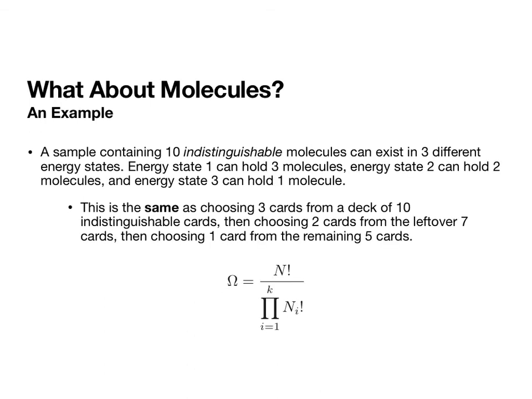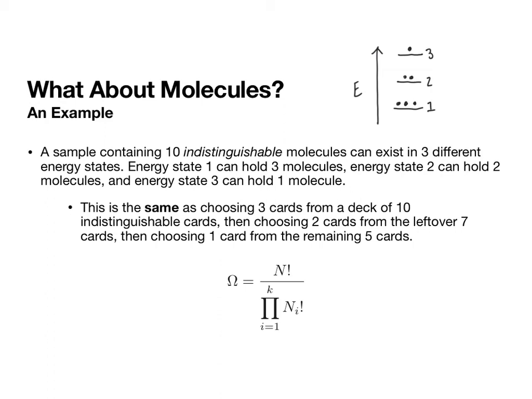Okay, so a more complicated situation is if I have 10 molecules that can exist in 3 different energy states. Energy state 1 can hold 3 molecules. Energy state 2 can hold 2 molecules. Energy state 3 can hold 1 molecule. So I have my energy states. We said 1 can hold 3 molecules, 2 can hold 2 molecules, and 3 can hold 1 molecule. And the question is, if I have 10 molecules to start with, how many different ways can I put those 10 molecules into these 3 energy states?